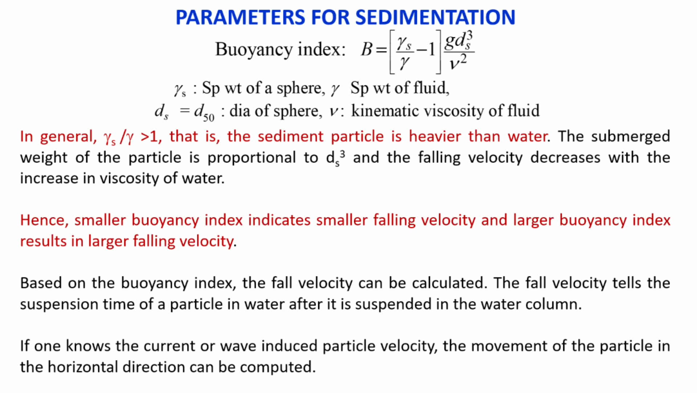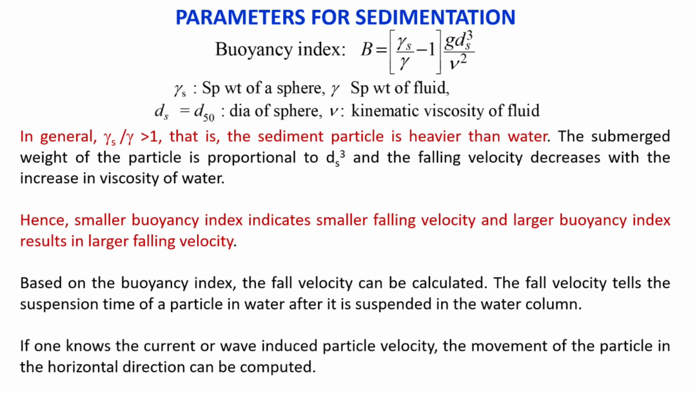Now, you see, for smaller buoyancy index, look at the formula. For smaller buoyancy index, what does that indicate? That indicates smaller falling velocity, and larger buoyancy index results in larger fall velocity. So, you can equate the buoyancy index with fall velocity, and you can determine the fall velocity, which I will not be covering here. Based on the buoyancy index, the fall velocity can be calculated.